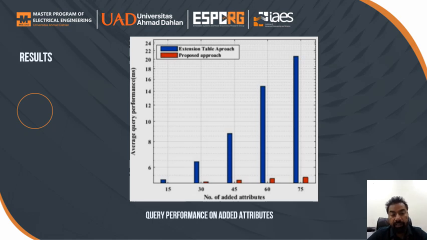Further, as we add more varied attributes, we see how the query performance varies in the proposed approach and in the extension table approach. As we can see, in the extension table approach, as we increase the number of attributes, the query performance degrades. Whereas in the proposed approach, the performance is decreasing, but not exponentially. It is almost linear, and only gradually decreasing.